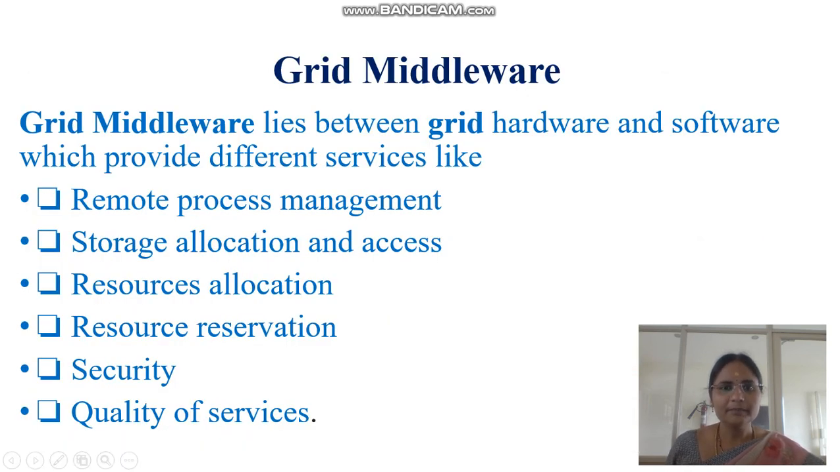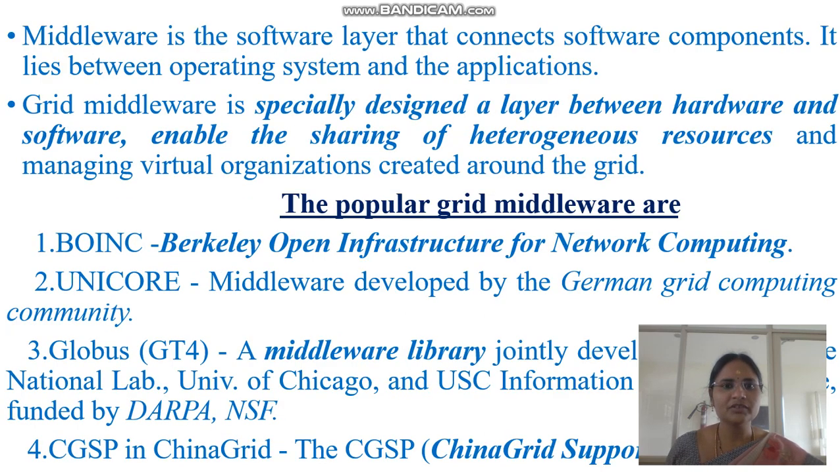And see, the next thing is regarding grid middleware. This middleware lies between grid hardware and software so that it can provide different kinds of services. So we can say the technical definition of grid middleware is a specially designed layer between hardware and software that enables the sharing of heterogeneous resources and managing the virtual organizations created around the grid.